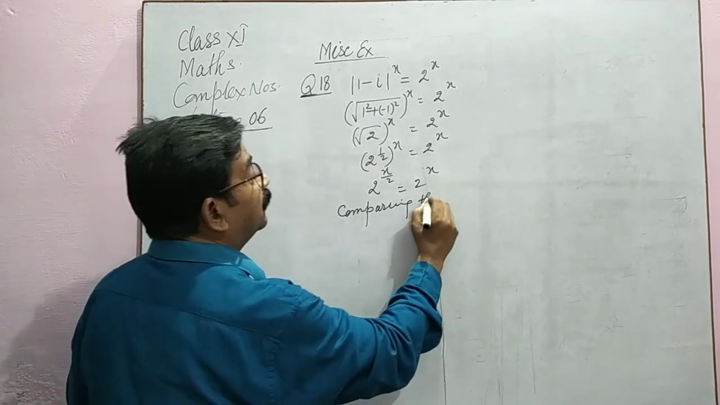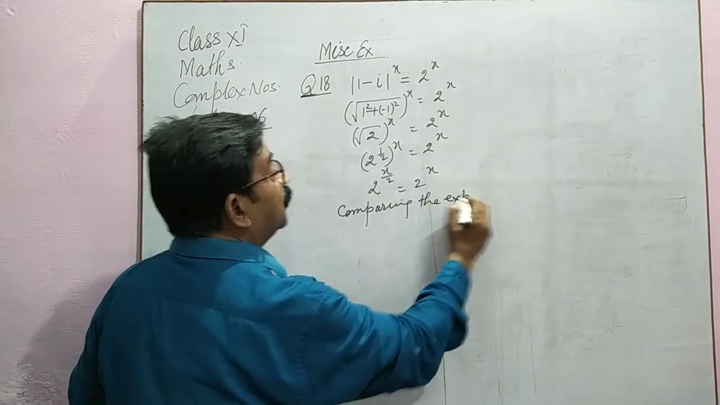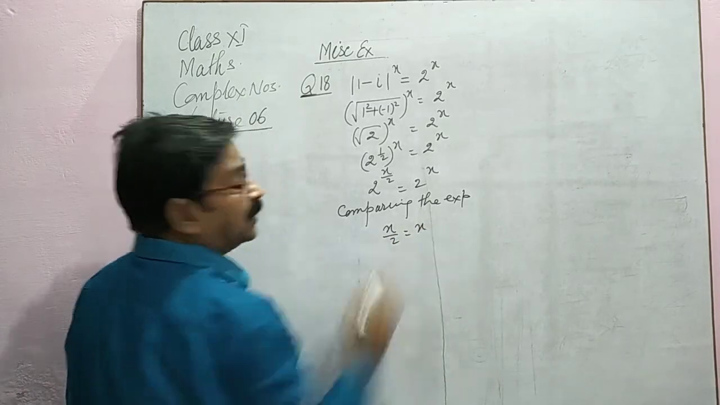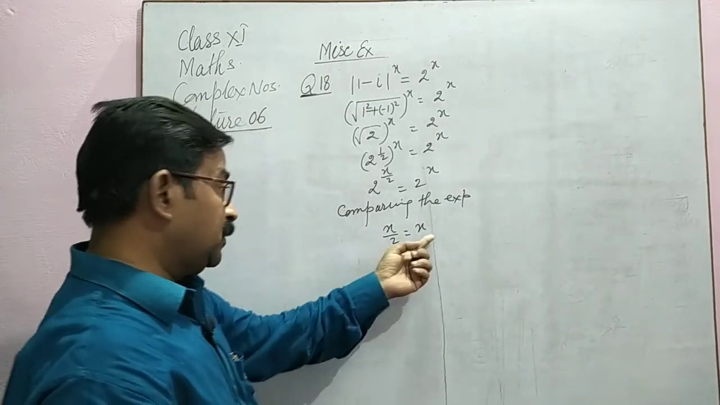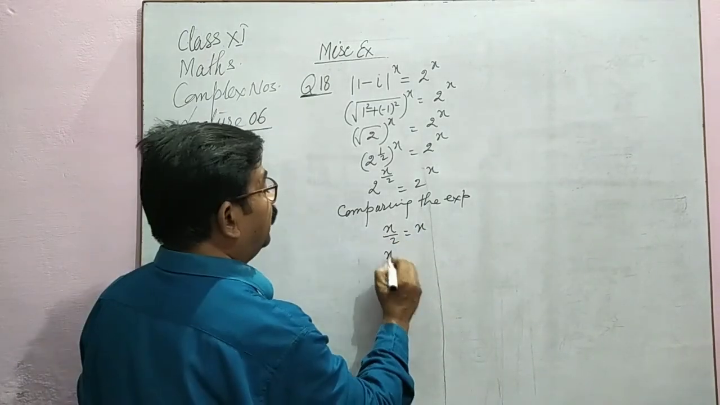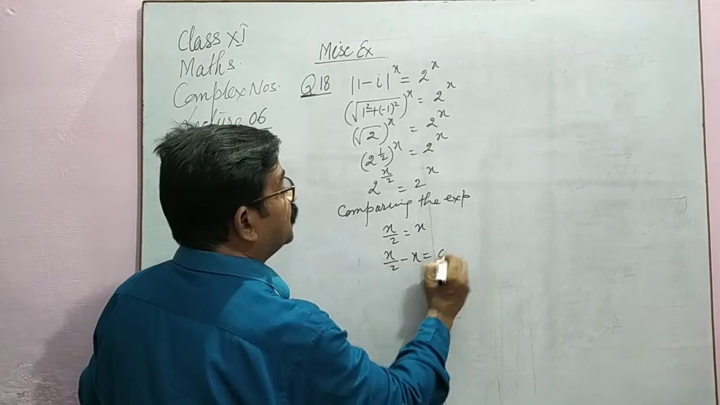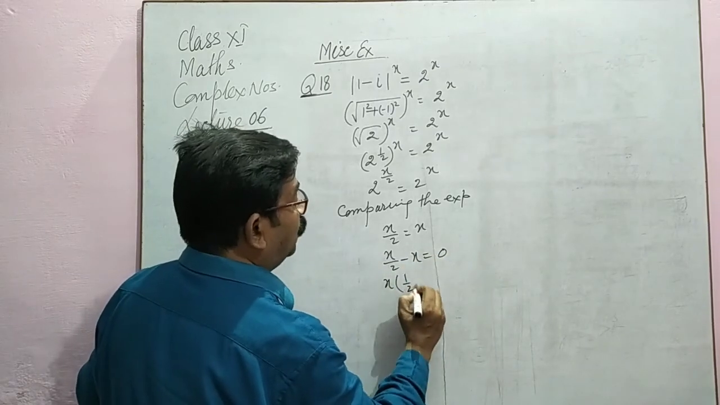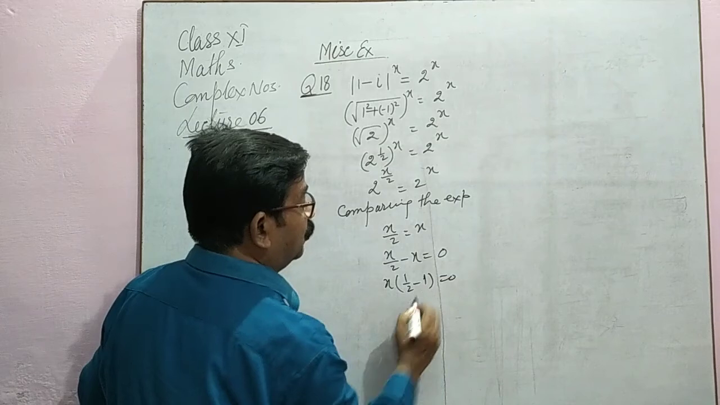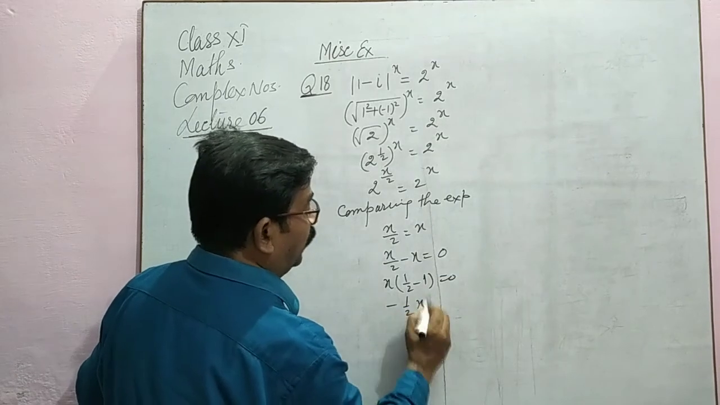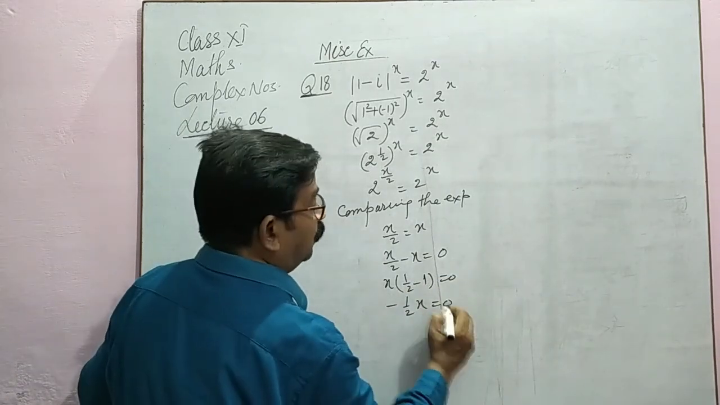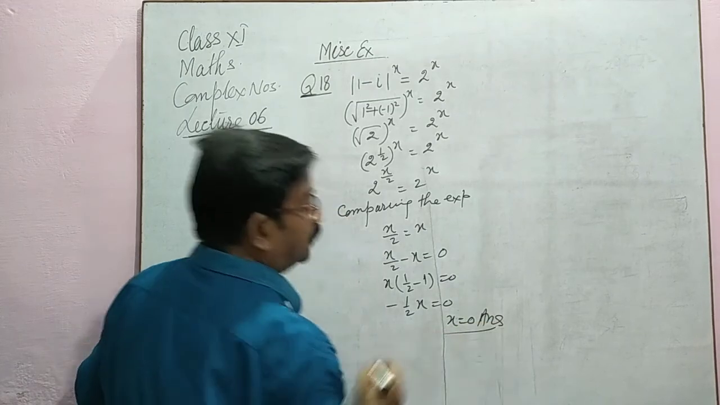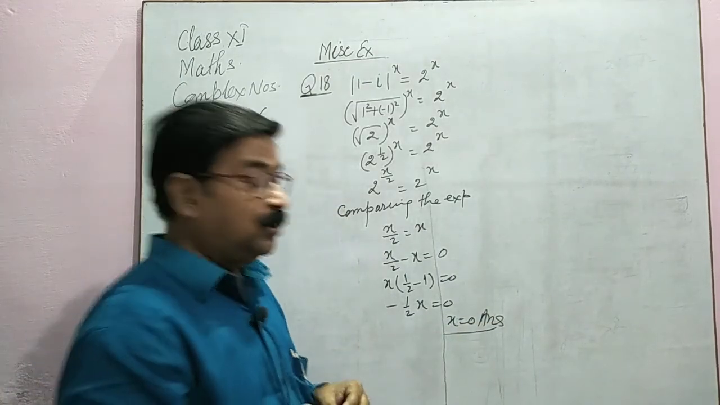Comparing the exponents, what do we have? x upon 2 is equal to x. Bring this x to this side. So we have x upon 2 minus x is equal to 0. x is common. We have x times (1 upon 2 minus 1) is equal to 0. This is minus 1 upon 2x. So 1 upon 2 minus 1 is not zero, so what is x equal to? x is equal to 0 is the answer.